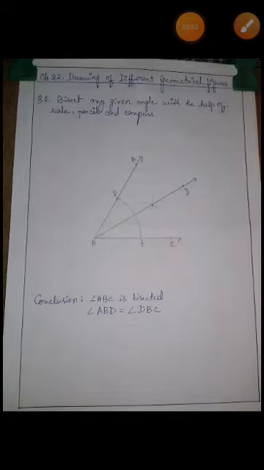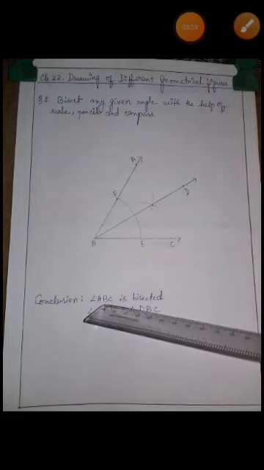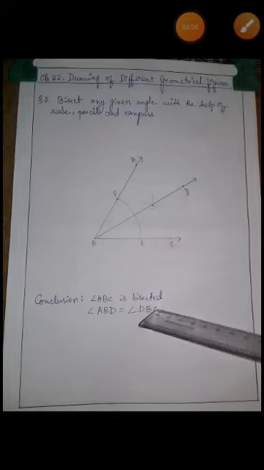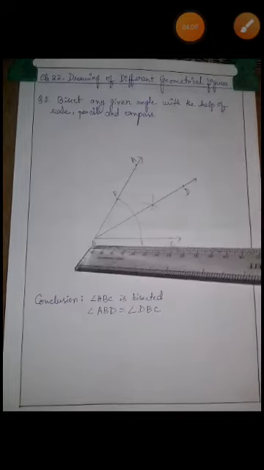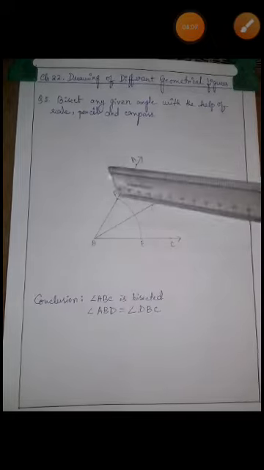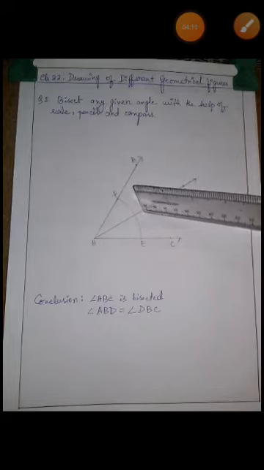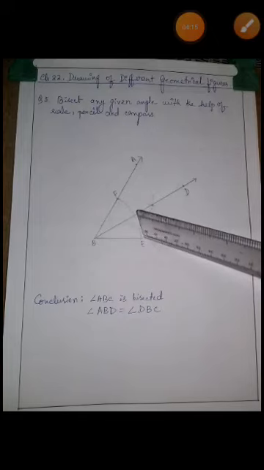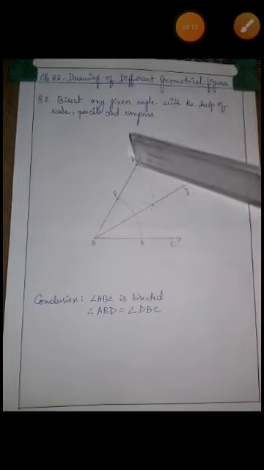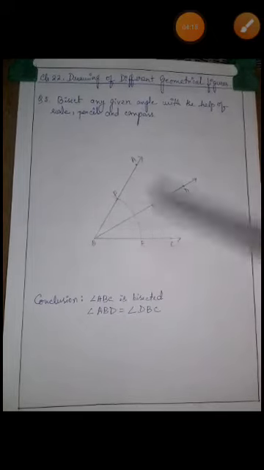So after doing the angle bisection, we will write the conclusion. Angle ABC is bisected and angle ABD, that is this particular angle, equals angle DBC, that is this particular angle. So these two angles are of equal measure since they are bisected.